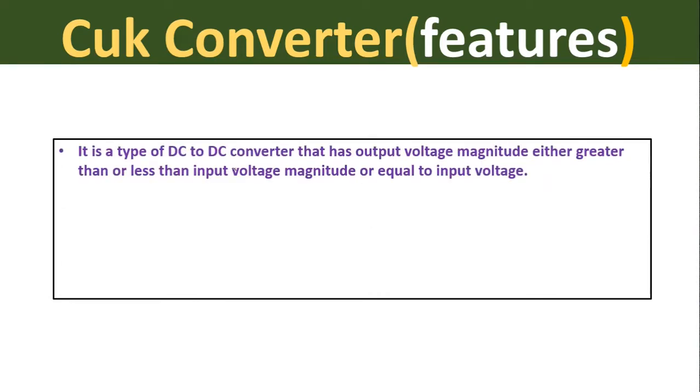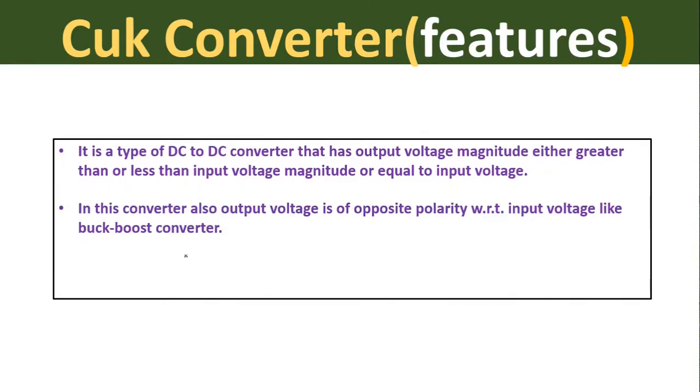Now let us see some important features of Cuk converters which we have already discussed in the previous class. The Cuk converter is a DC to DC converter that has an output voltage magnitude either greater than or less than the input voltage magnitude, or equal to the input voltage. In the Cuk converter, the output voltage is of opposite polarity with respect to the input voltage, similar to the buck-boost converter. So these two features are similar to the buck-boost converter.